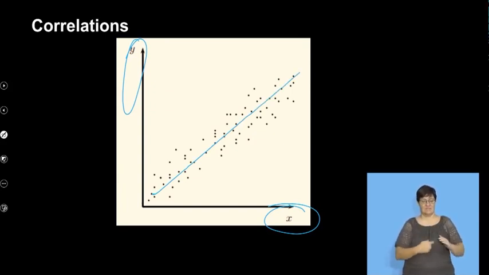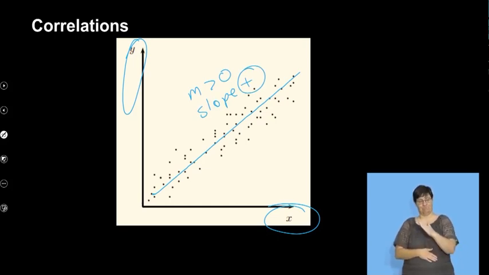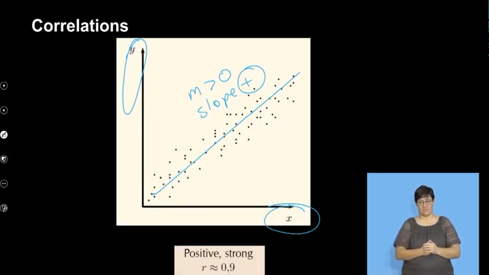We know that it's positive because we can draw a straight line with a positive gradient, because the slope, m, is bigger than 0. We're talking about the slope here. It's positive, going up. Okay, let's see. So this is a strong positive correlation, and the correlation is approximately 0.9.